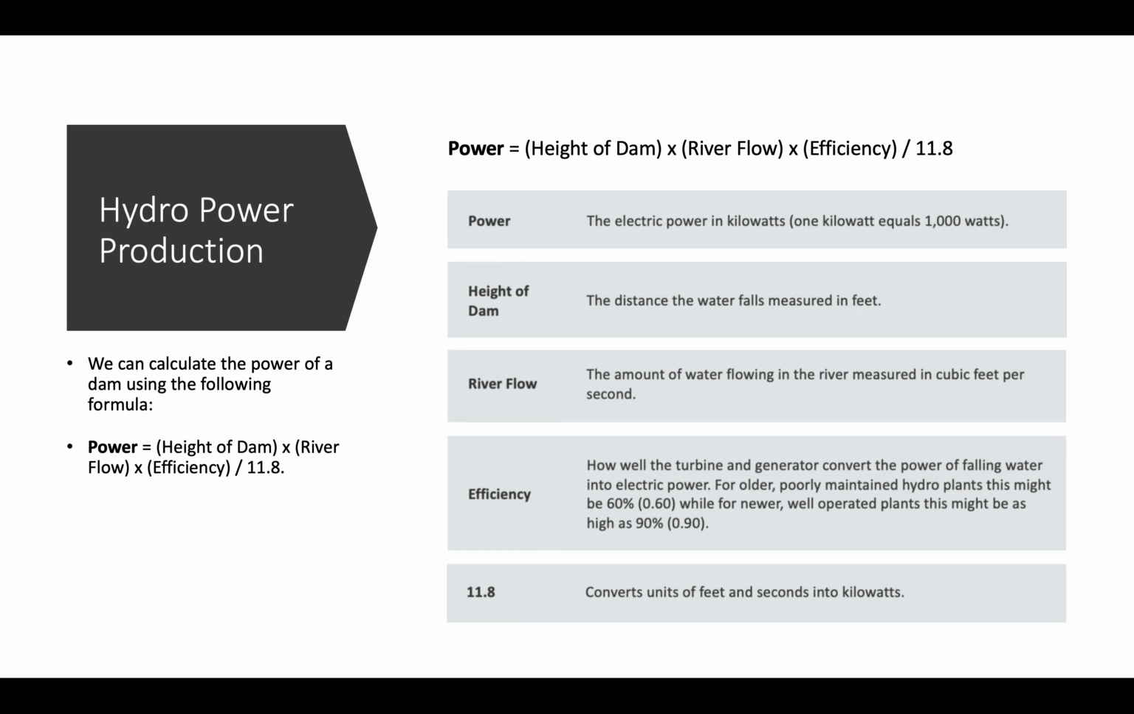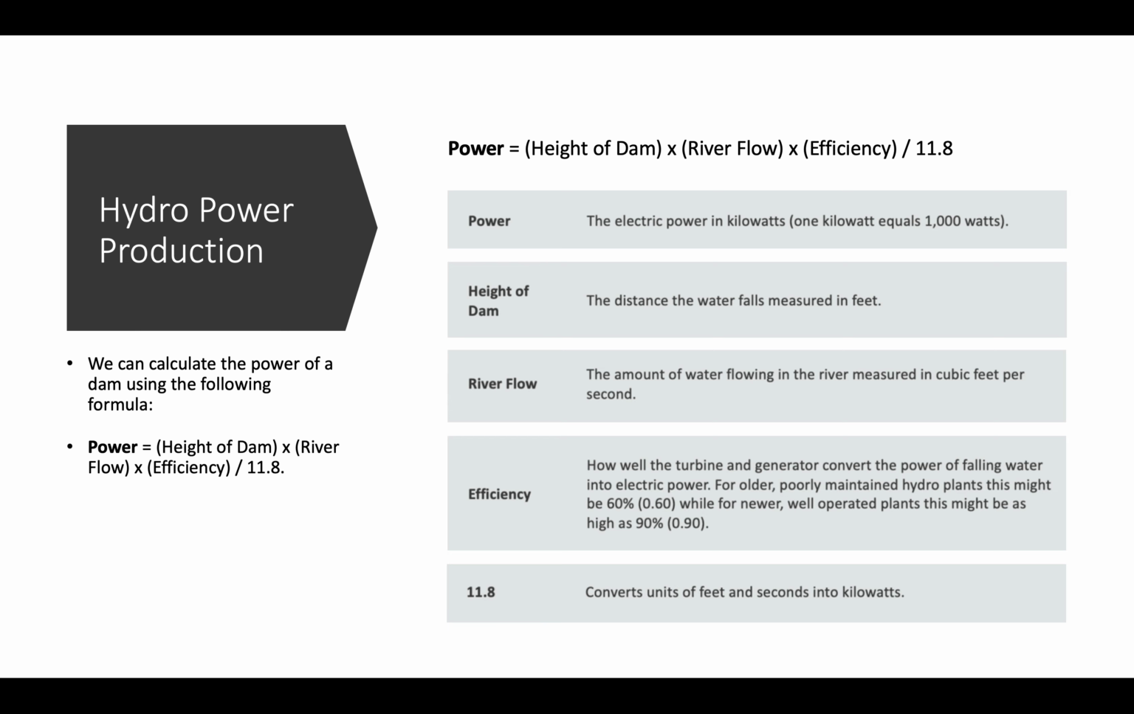It's actually relatively easy to calculate the amount of power generated by a dam. I said this is daunting, but once we break it down, you'll see it's relatively simple. Power is equal to the height of the dam times river flow times efficiency divided by 11.8. I'm going to use a small local hydro dam as an example project. Let's assume, and you can take out a pen and paper or type this on your computer, that the height of the dam is 10 feet. The river is flowing at 500 cubic feet per second, and it operates at about 80% efficiency.